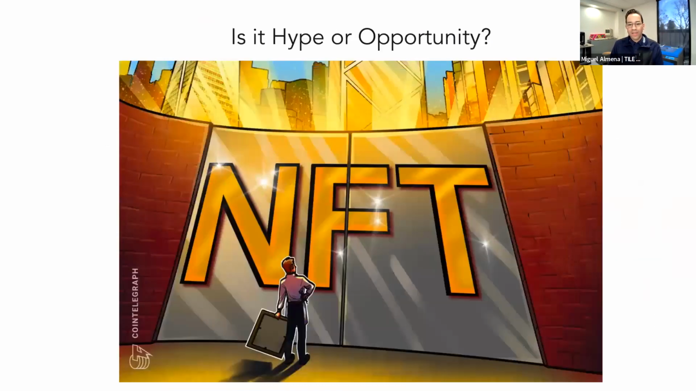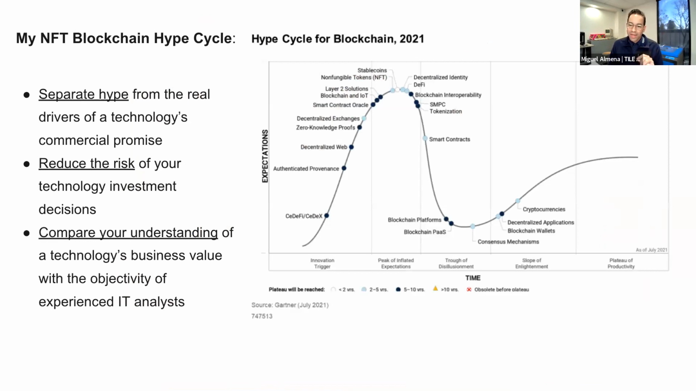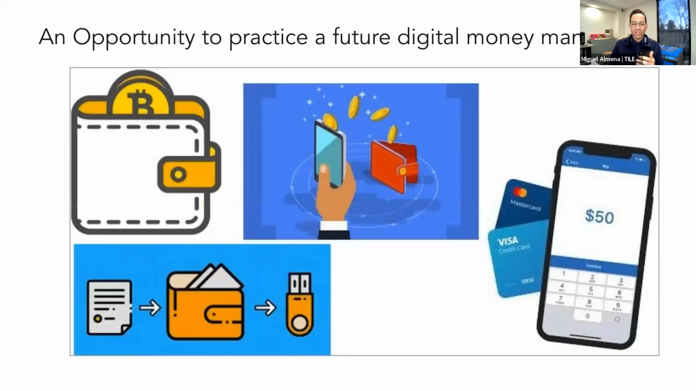Because if you look at the cycle here in the back, on the right-hand side, the slope of enlightenment, the actual opportunity is in blockchain wallets, decentralized applications, cryptocurrencies. Okay, that's going to be a thing. At least the experts say it will be. And so if that's a thing, then we should make it a thing. That's the thing for today.